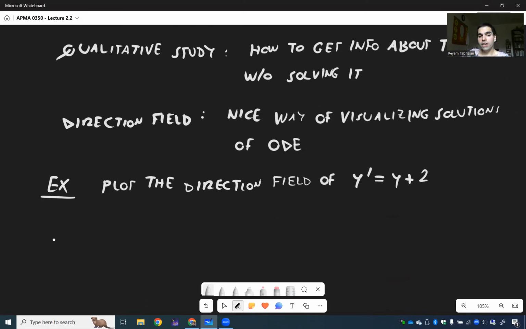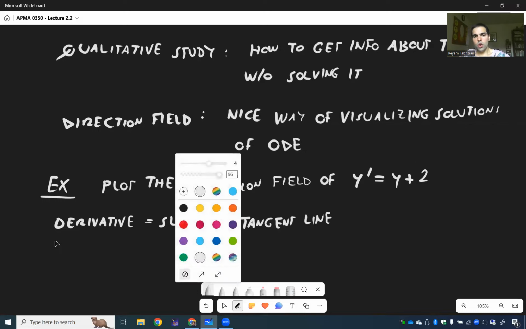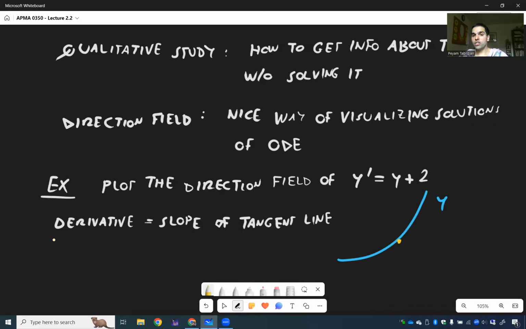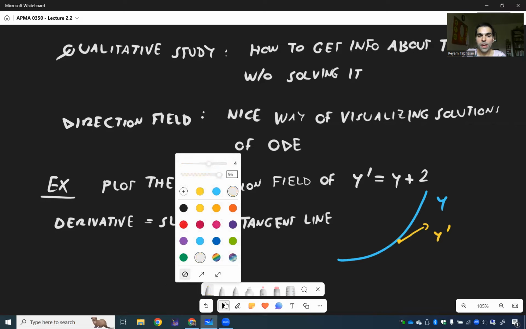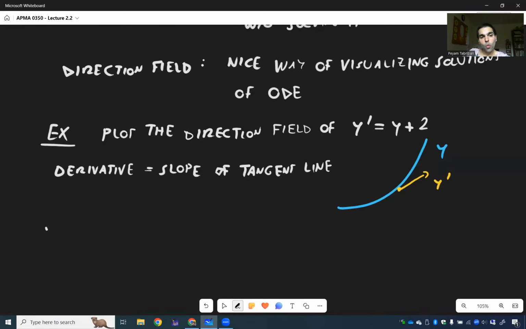Well, remember a derivative. That's just the slope of a tangent line. So if you have a function y like this, remember y prime tells you which direction the function is going. Y prime literally gives you the slope of the tangent line. So in particular, what does this equation say geometrically? Well, y prime equals y plus 2. This just says that the slope, or the way the function curves, is just the value of the function plus 2.